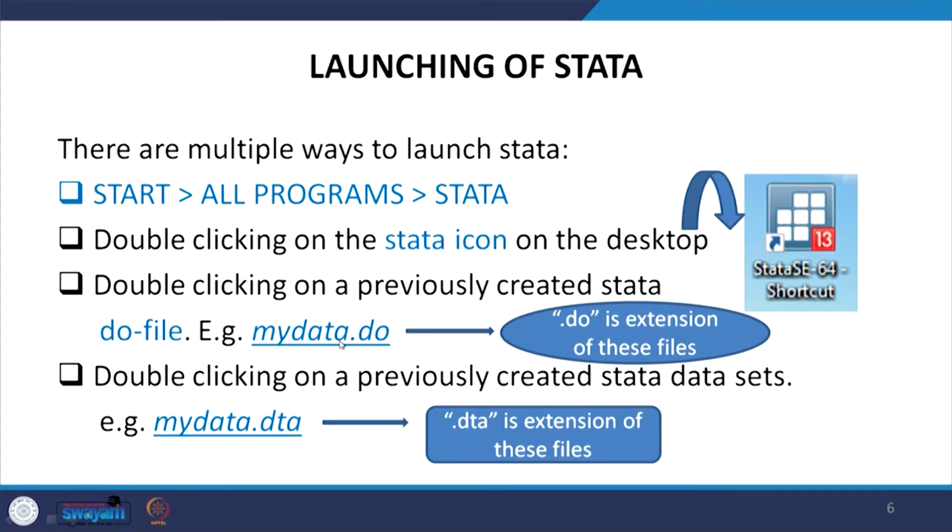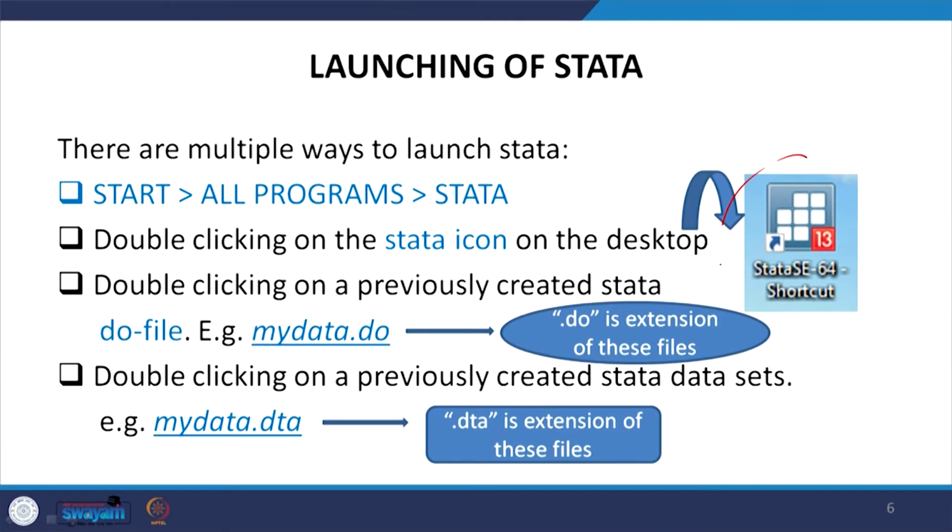Now, another option for you to start is through double clicking on the icon. Once you have installed it or loaded it in your system, maybe on desktop or in your computer or laptop, this type of icon will be there. This type of icon will be there for sure. Once you double click on it, that particular screen will come up for sure.